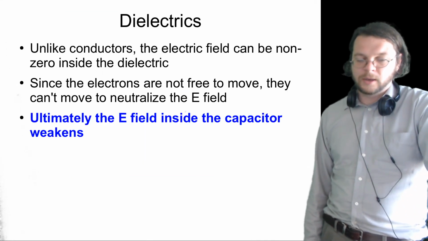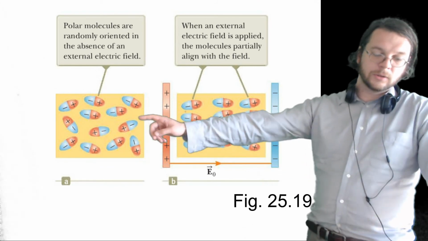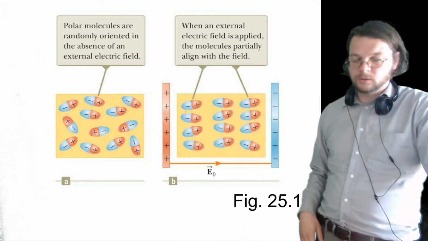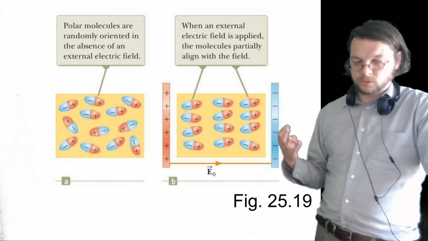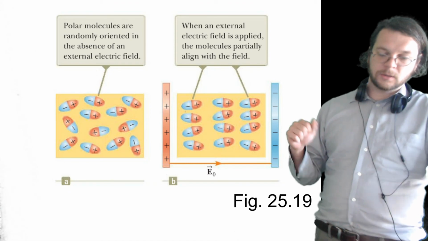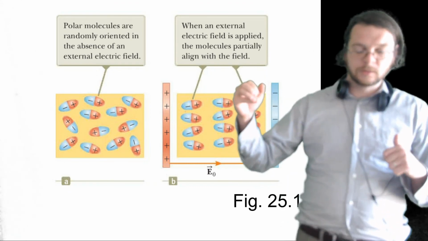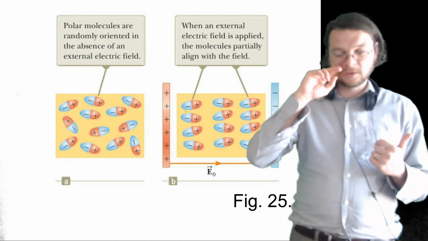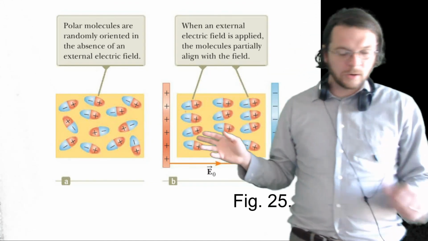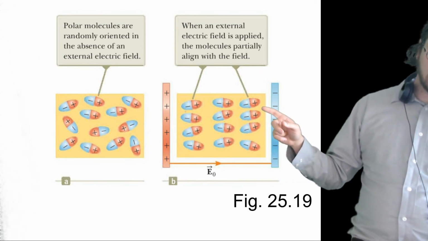What's interesting about that is that when you put something like this in an electric field, it turns out that molecules tend to have positive ends and negative ends. If you add them together, they're neutral, but H2O has a positive end by the hydrogen and a negative end by the oxygen. Many if not most molecules do that.